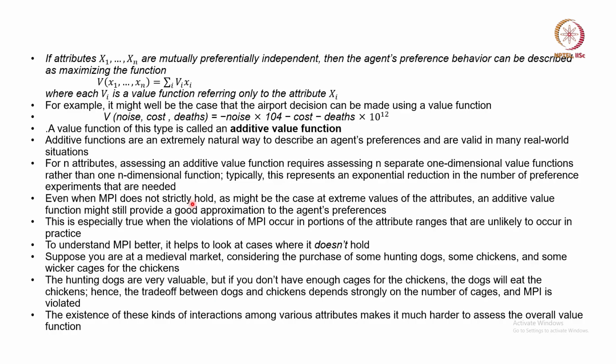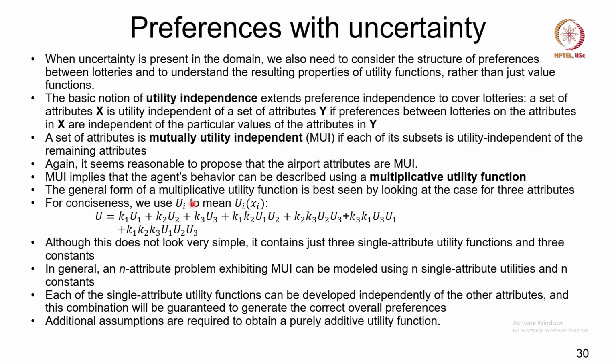So what they say is even when it doesn't strictly hold, okay, you can use an additive function as a good approximation to the agent's preferences. So that's a possibility, that's a way of going about this problem basically.